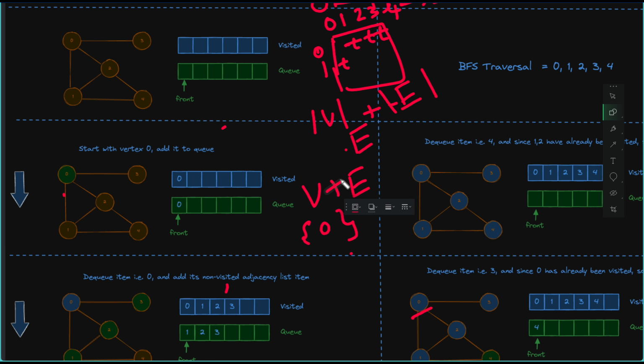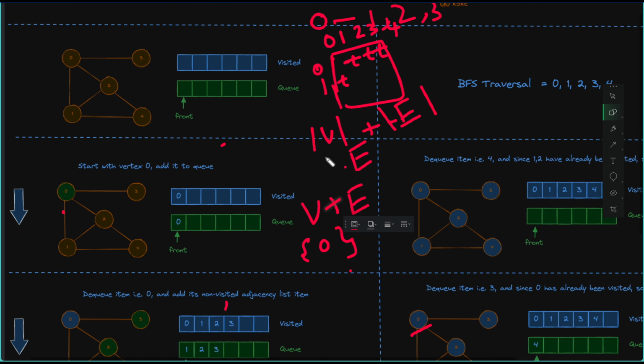And for the adjacency matrix, I think it's O of V squared, because now we have a nested loop. And again, for each of them, we are processing E edges, right? And again, I think the time complexity there is O of V squared plus E.